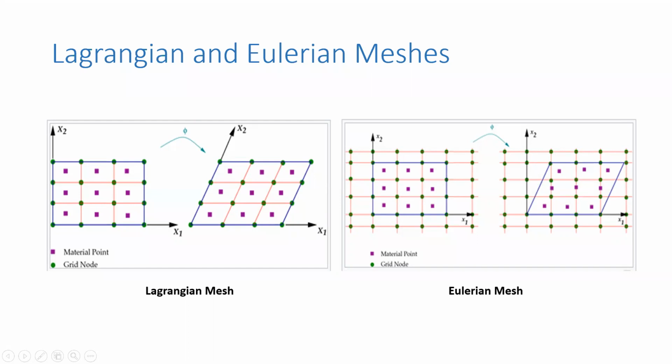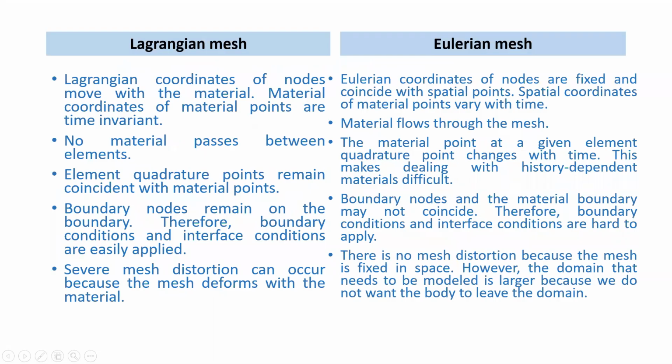Now Lagrangian coordinates of the nodes move with the material. The material coordinates of the points are time invariant in the Lagrangian mesh. In the Eulerian mesh, Eulerian coordinates of the nodes are fixed and coincide with the spatial points. Now, spatial coordinates of the material points vary with time. In the Lagrangian mesh, no material passes between the elements. In the Eulerian mesh, the material point at a given element quadrature point changes with time. Now, this makes dealing with history-dependent material difficult. Now, in the Lagrangian mesh, element quadrature points remain coincident with the material points.